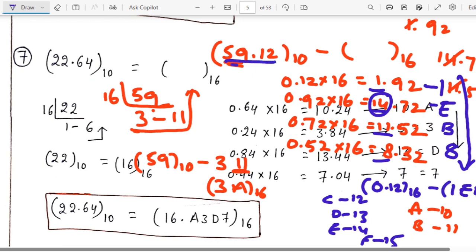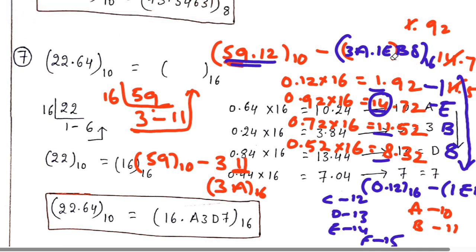So 59.12, what is the 59 value I got? 3A. Then the point, and for 0.12 how much did you get? 1EB8, so this is base 16. In this way we are going to convert one number system into another number system.